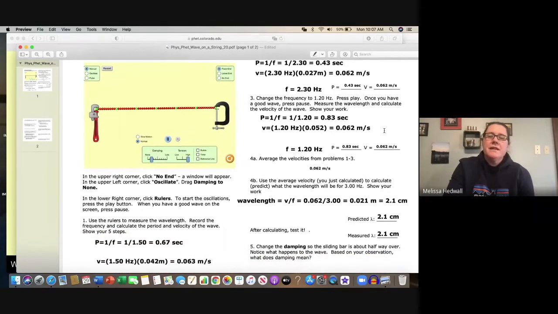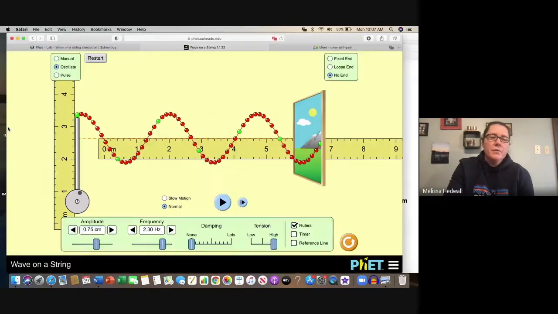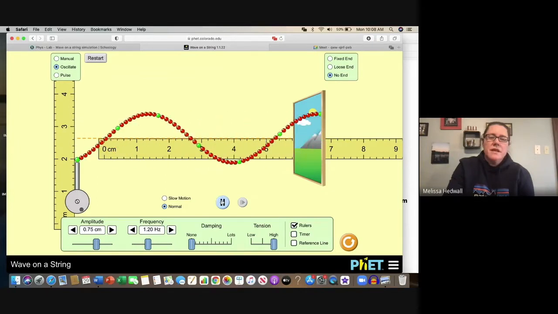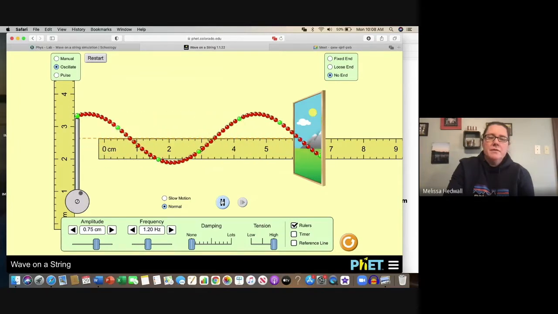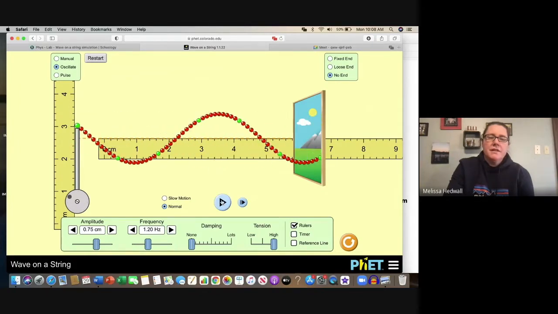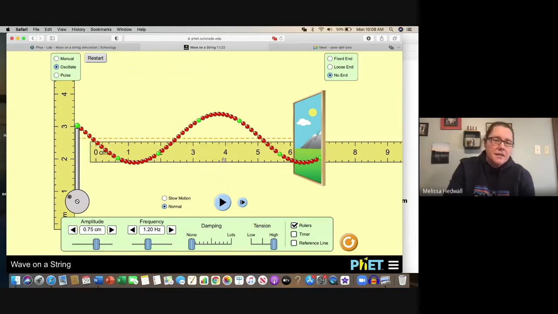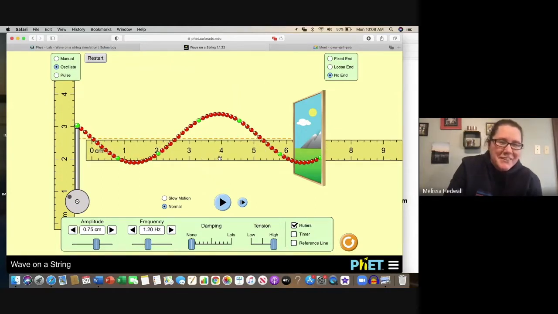We're going to do this again. This time our frequency is going to be lower, and we're going to go to 1.20 hertz. So we're going to slide way back here, 1.20 hertz. It's a nice, long, smooth wave. It can be sort of difficult to actually get. There we go. We got it the first time. Last class period, I struggled to get one that actually fit within our distance here.